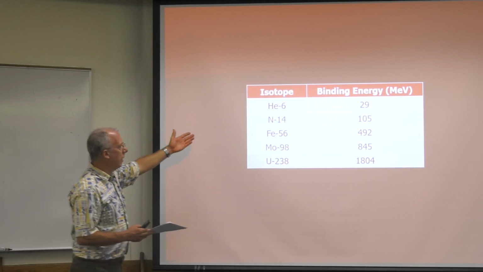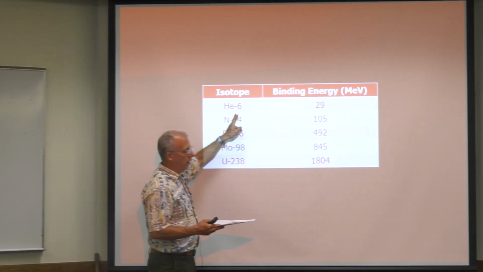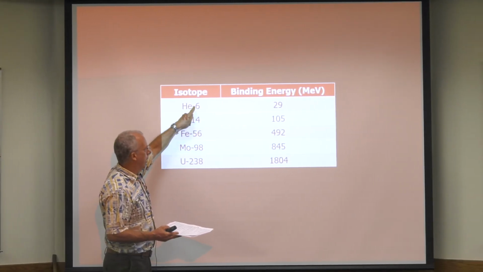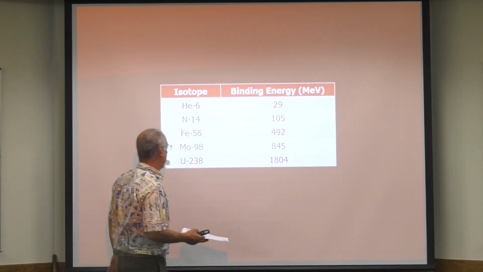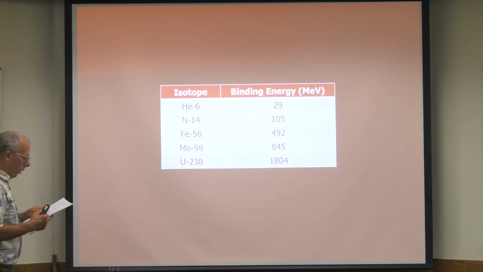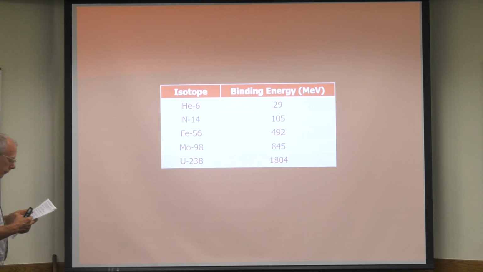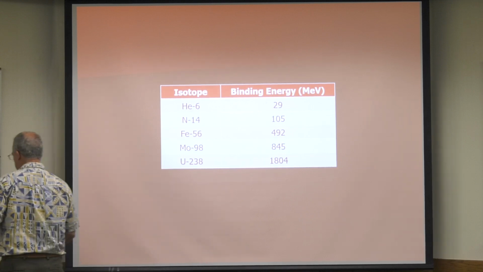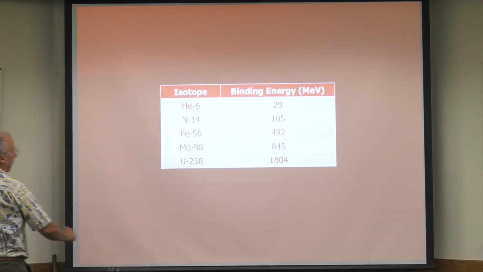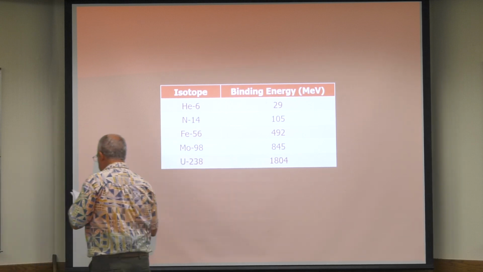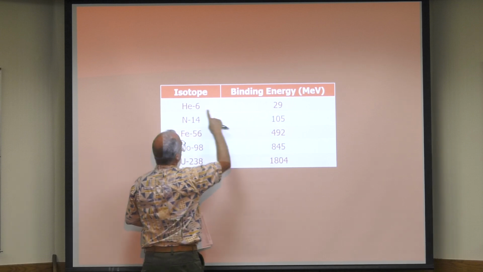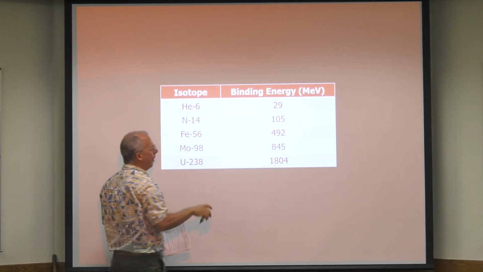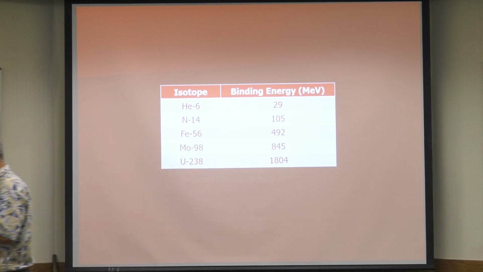Okay, so this just shows us A, which is Z plus N, the mass number. As the mass number increases, the binding energy increases, but certainly not linearly, right? Okay, so that's great. Now, maybe what we should talk about, instead of just the binding energy, is the binding energy divided by A, like 29 divided by 6, 105 divided by 14. Maybe we can learn something if we do that, okay?